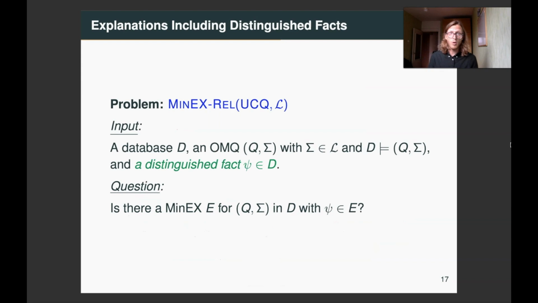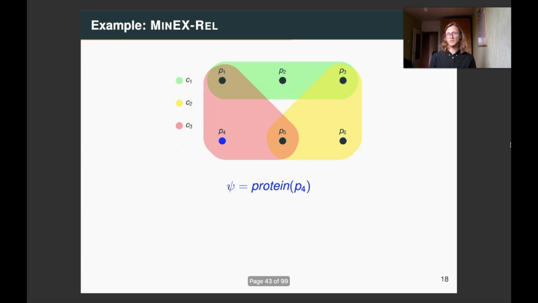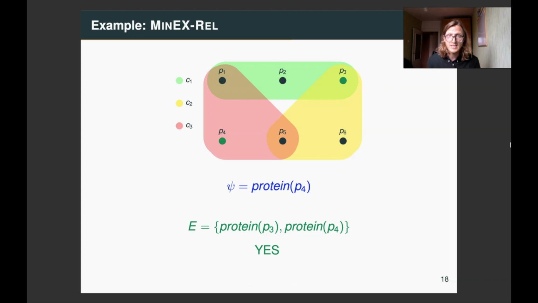Then we study some more problems, and this problem in particular, min_rel, concerns with the role of a particular fact in explaining the entailment. That is, given a distinguished fact in the database, we are asking, is there a minimal explanation that contains that fact? Okay? So for example, protein 4 on our example. Yes, indeed, it is relevant for explaining because there is a cover that contains it.